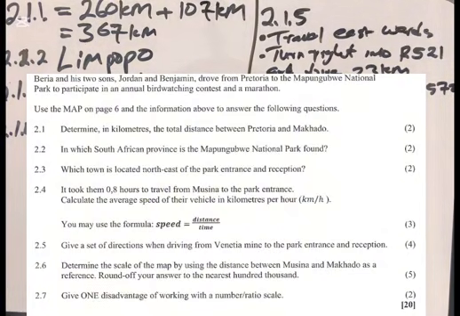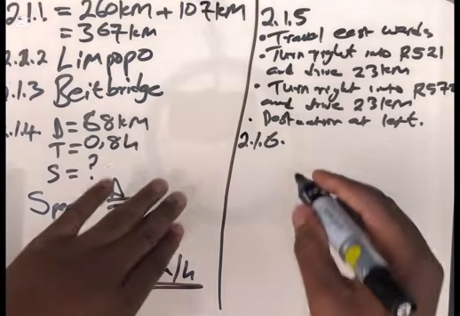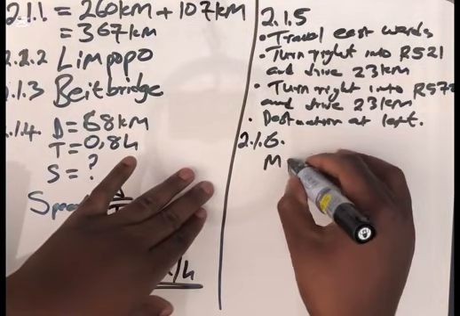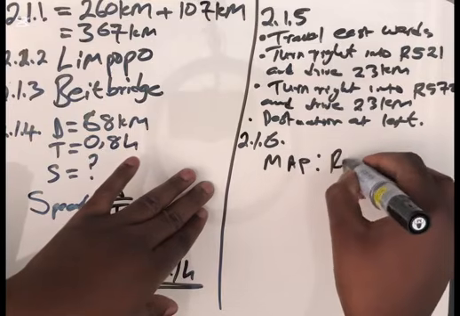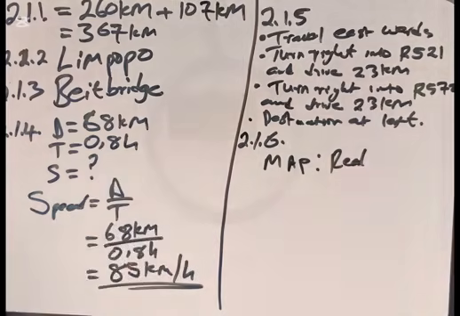Let me read the question first. Determine the scale of the map by using the distance between Musina and Makhado as reference. Round your answer to the nearest 100,000. Every time you are dealing with a map or the scale on the map, we always use map is to real. We always use map is to real.